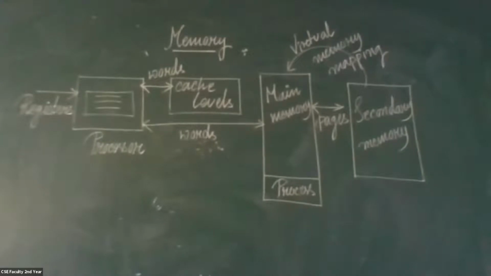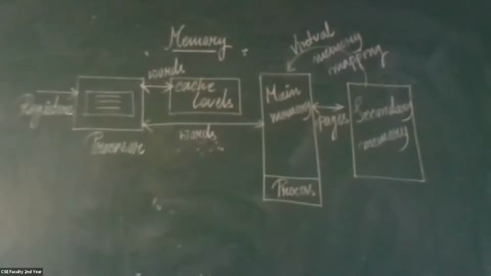Now everything cannot be stored in the main memory. The main memory size is limited, whereas the secondary memory can be very, very large. The main memory, which is the RAM, has limited space and it is also volatile. So all the information is basically stored in the secondary memory. From there, through mapping, it can come to the main memory whenever required.